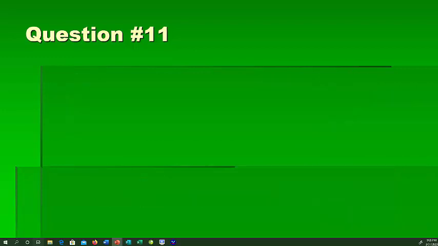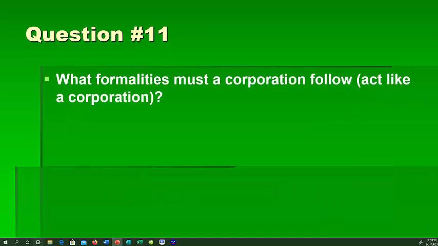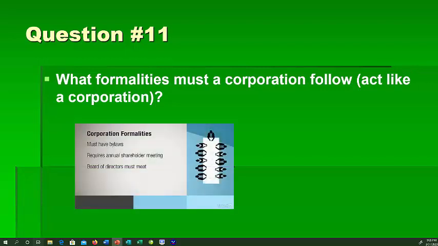Okay. Question 11. What formalities must a corporation follow? You hear me talk about acting like a corporation. So, corporate formalities are things like setting up the bylaws, which are the rules for the corporation, and having meetings, annual shareholder meetings, so that way the shareholders get to vote on who's going to be the board of directors, and again have some say-so and control.